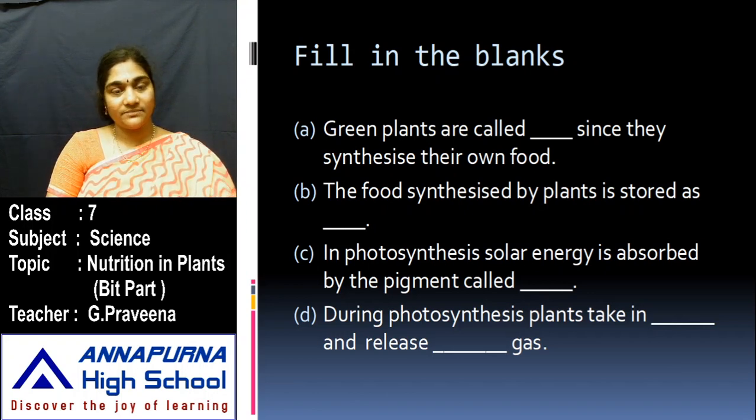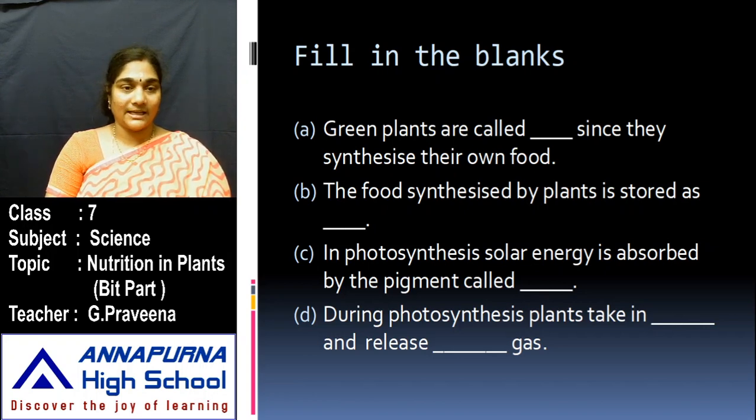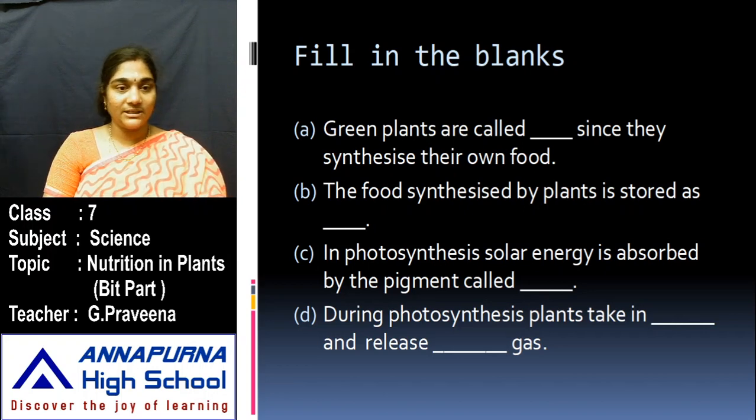And the next one is, in photosynthesis, solar energy is absorbed by the pigment. So the pigment which is present in a leaf, it absorbs the solar energy and converts it into chemical energy and prepares the food. So what is the pigment called as? The next question is, during photosynthesis, plants take in. So what is the gas that they absorb and what is the gas that they release? So take a pause and try to answer these bits.